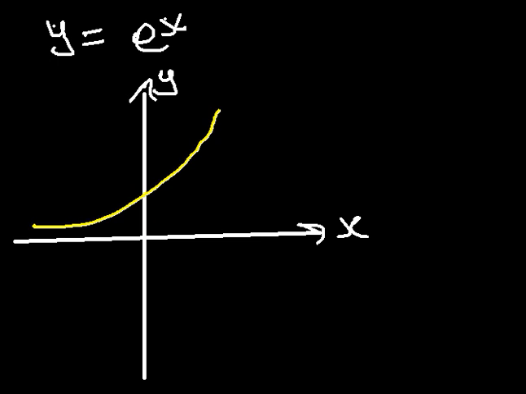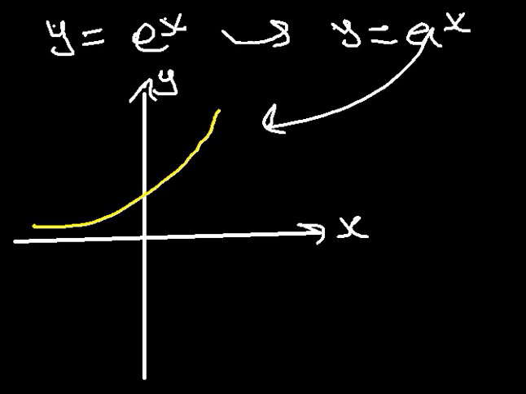So this is the nature of the exponential function graph, and it is also the same if we have the function y is equal to a to the power x. The graph that the exponential function possesses is that kind of graph. So keep that in mind.